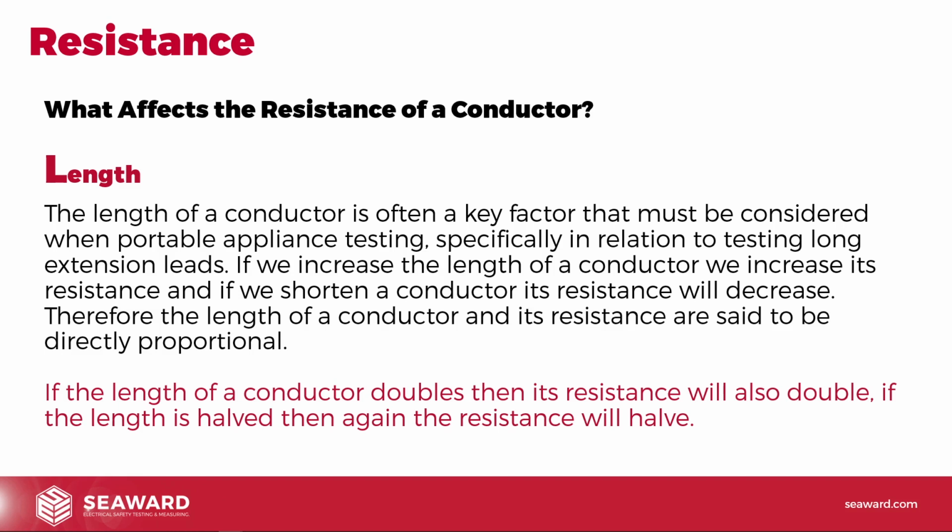We also need to correct our pass-fail limits for it, because we can't use the same pass-fail limit on something that's got a 1 metre lead as something that's got a 10 metre lead, because obviously the resistance values are going to be 10 times more. And that's okay, that's the laws of physics. But if we're using the same pass-fail limit for a 1 metre lead as we are for a 10 metre lead, the 10 metre lead's going to fail, not because it's actually faulty, but because we're applying the wrong limits. And that's a very common mistake that gets made time and time again with PAT testing, and we'll talk about that in future sessions.